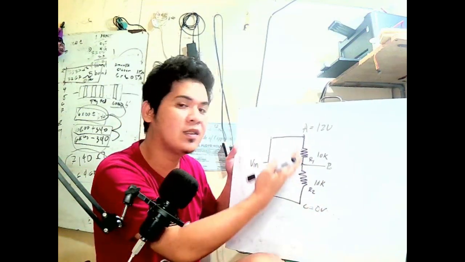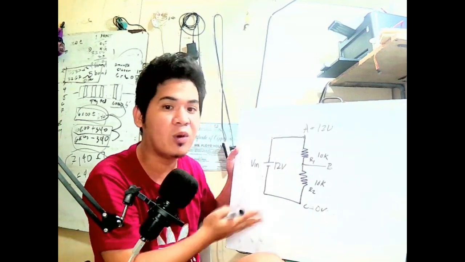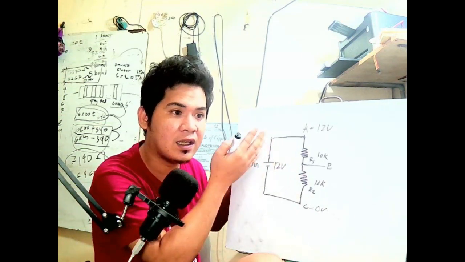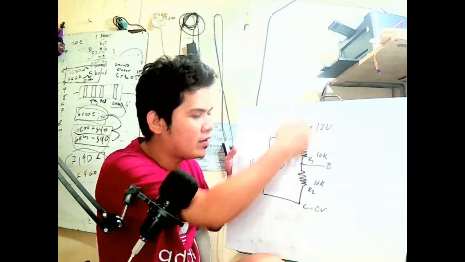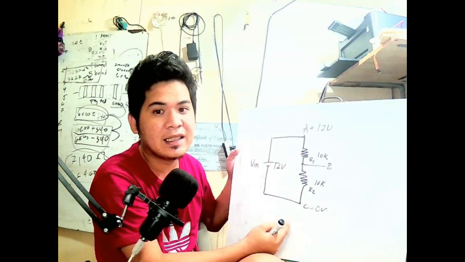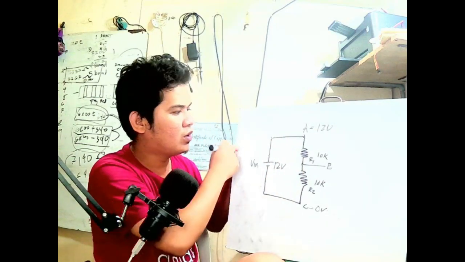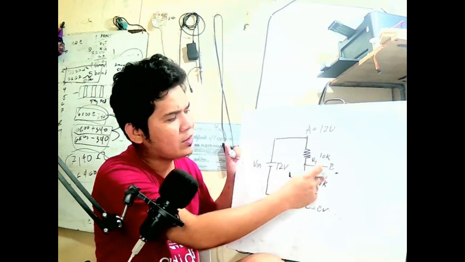That's why we call this circuit a voltage divider. We divide yung voltage with the voltage na gusto natin na makuha. That depends on how you put resistance on R1 and R2. Okay, so kung napapansin nyo, ang circuit talaga na to is wala naman load dito sa B.